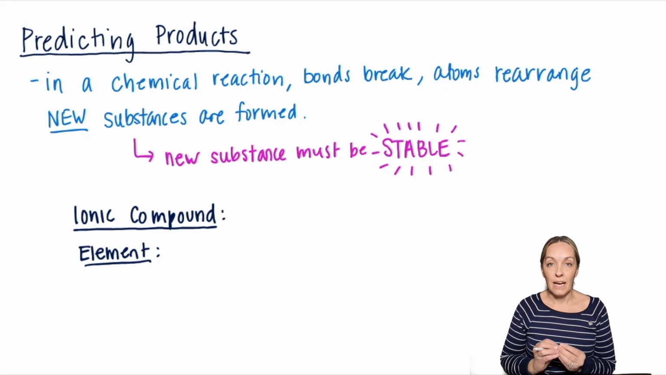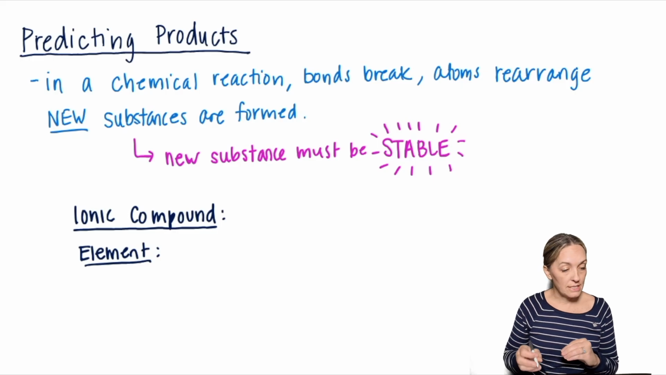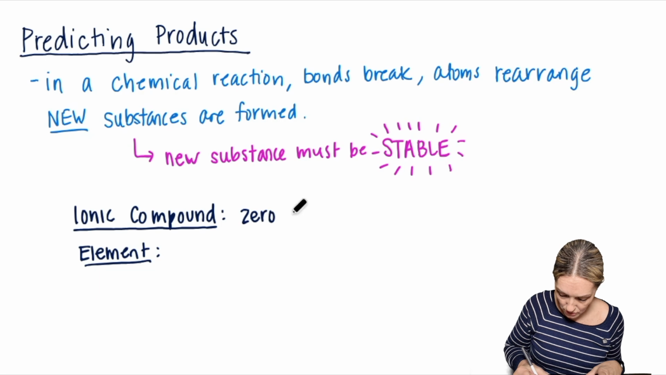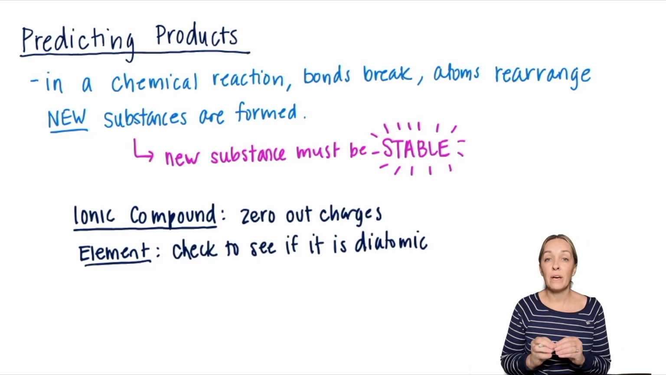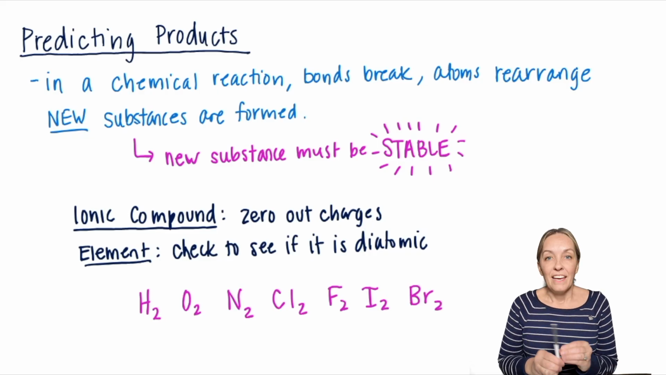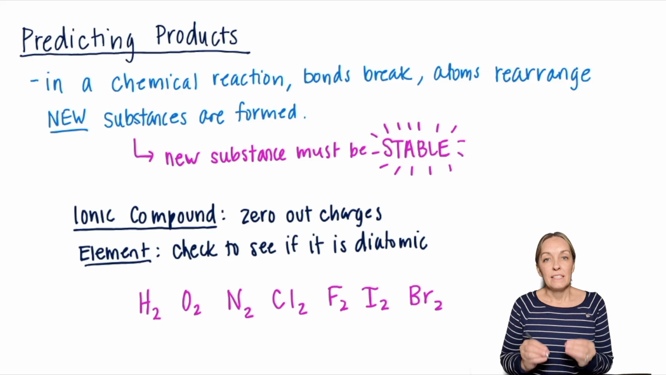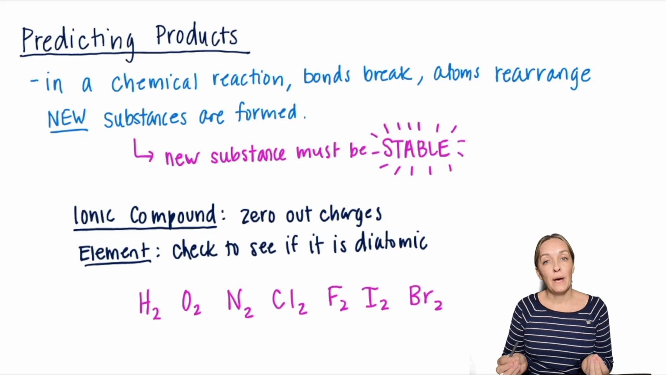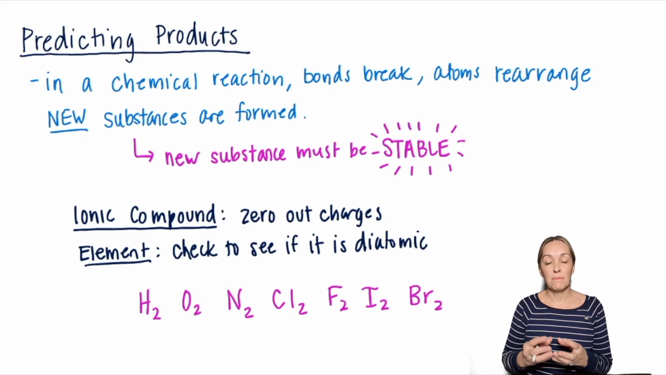If you have an ionic compound, it's important to remember that stability means that we have to zero out the charges. If it is an element, we don't have to worry about charges, but instead we have to check to see if it is one of our 7 diatomic elements. If we break down the word diatomic, di means 2, atomic means atoms, so we're looking for 2 atoms that bond together in order to make a molecule.